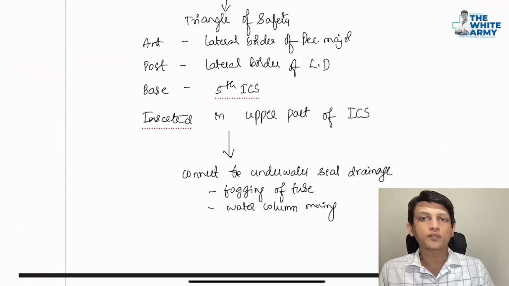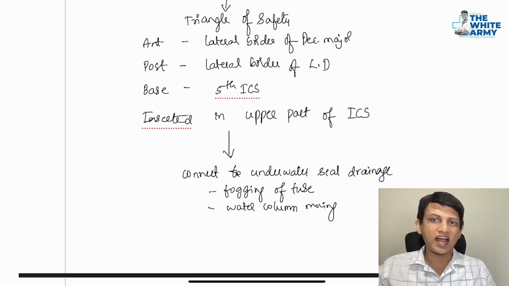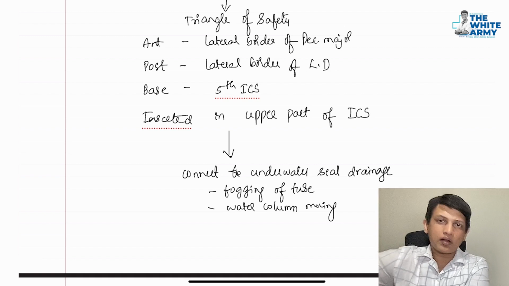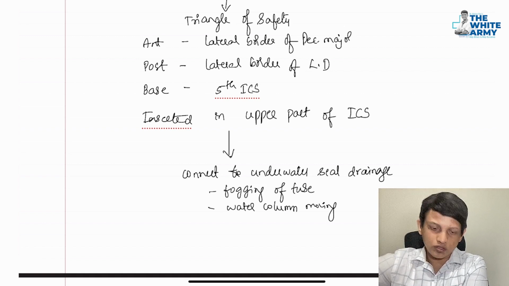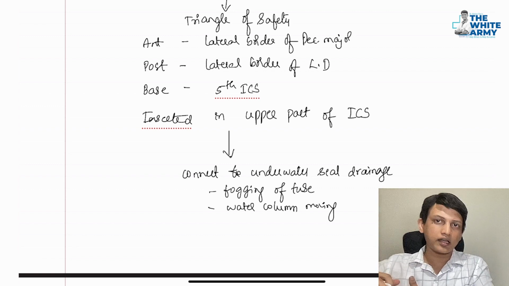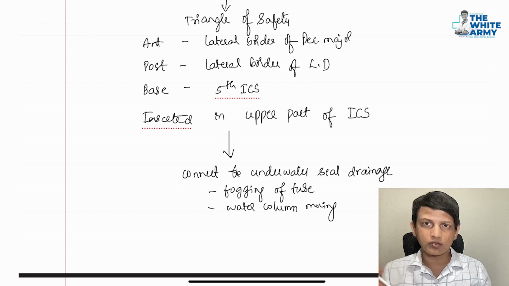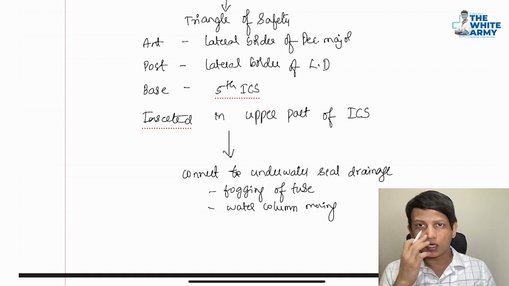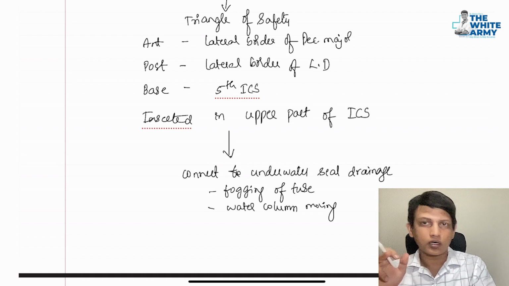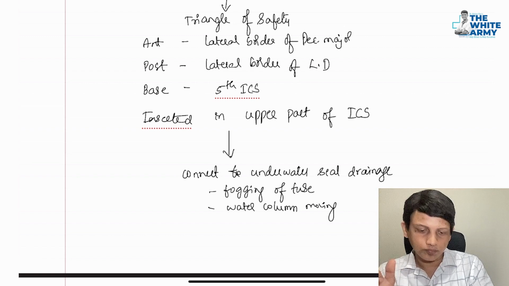This is the one question we should know. Where do we put the ICD? That is the triangle of safety. The borders of which are, anteriorly you have lateral border of the pectoralis major muscle. Posteriorly you will have lateral border of the latissimus dorsi. Base is formed by the fifth intercostal space. So this is the area where there are no major vessels or nerves, safe for inserting any tubes. So in the fifth intercostal space or in the fourth intercostal space, you insert the intercostal tube.